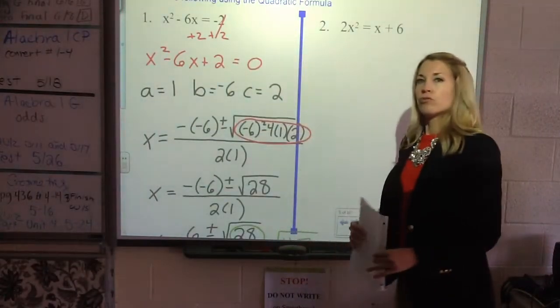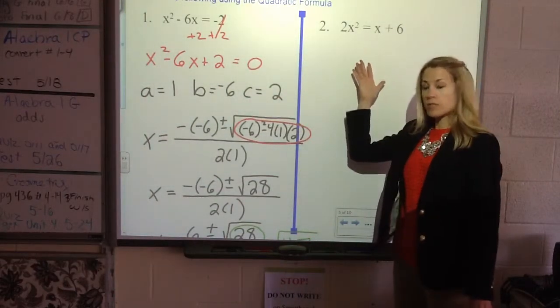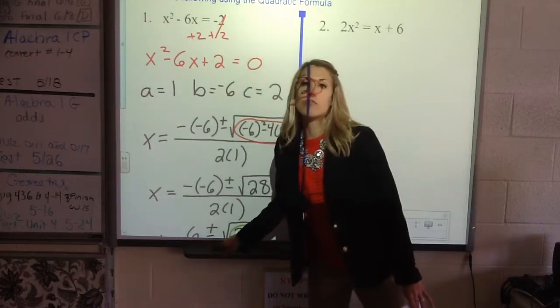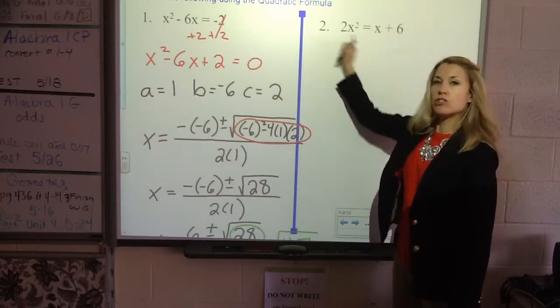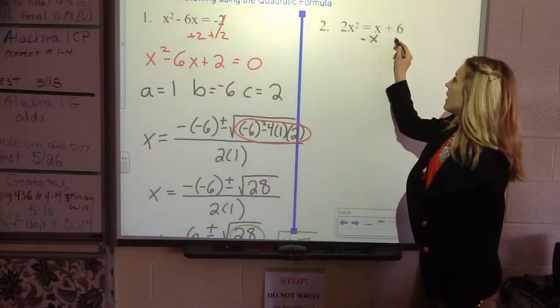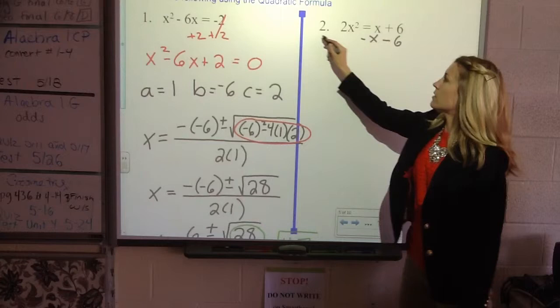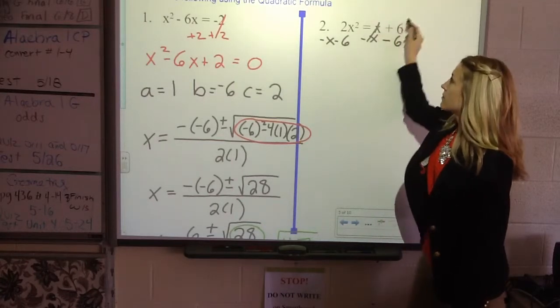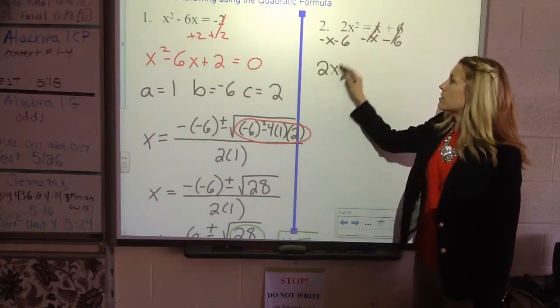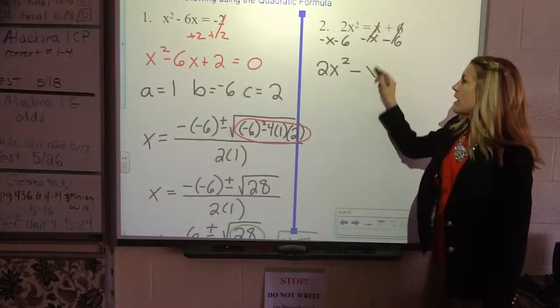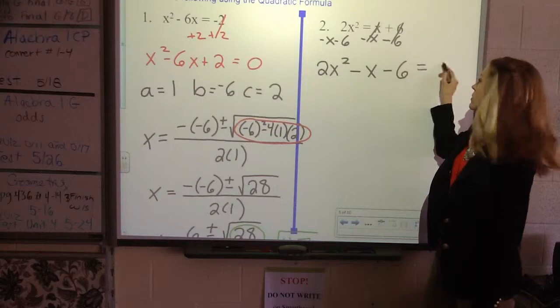Problem number 2. The first thing wrong with this is that it's not written in standard form. I like to keep my a term positive, so I'm going to move these 2 terms over. So I'm going to subtract the x and subtract the 6 from both sides. When I write it in standard form, I get 2x squared minus x minus 6 equals 0.